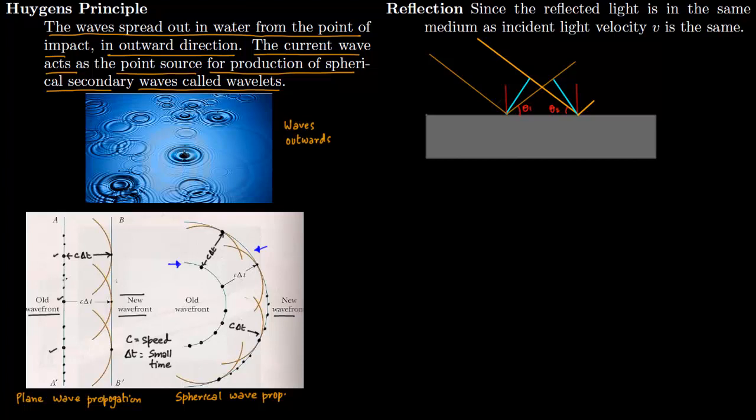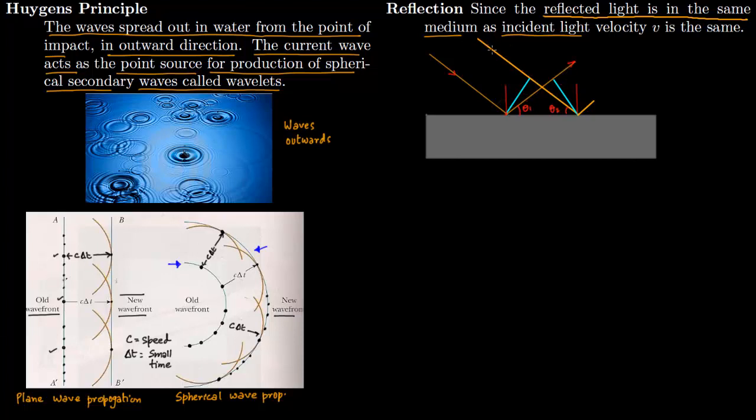The first thing you notice is that the reflected light is in the same medium as the incident light. So the velocity of the light would be the same. So say this is the light. So the light comes in, it falls and it gets reflected. So there is the light coming like this. It's incident here, then it gets reflected like this.